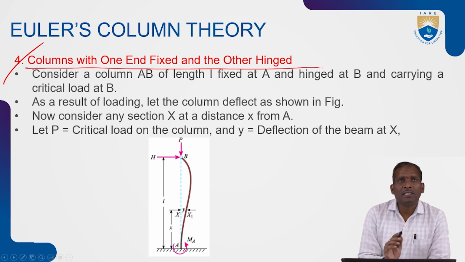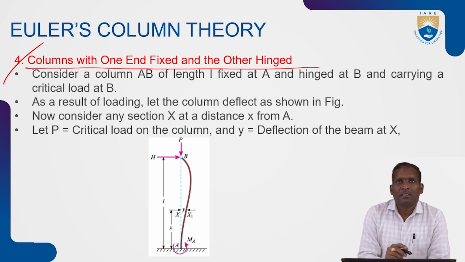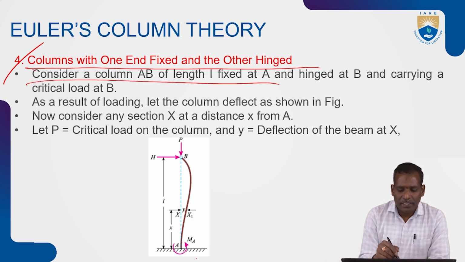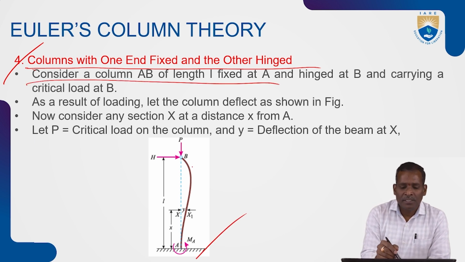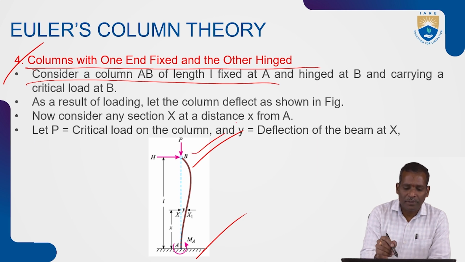So sorry, the other end is hinged. Already we have derived in the previous session: one end fixed and the other end free, and both ends fixed. So consider here a column AB, length L, fixed at A, hinged at B, and carrying a critical load at B.